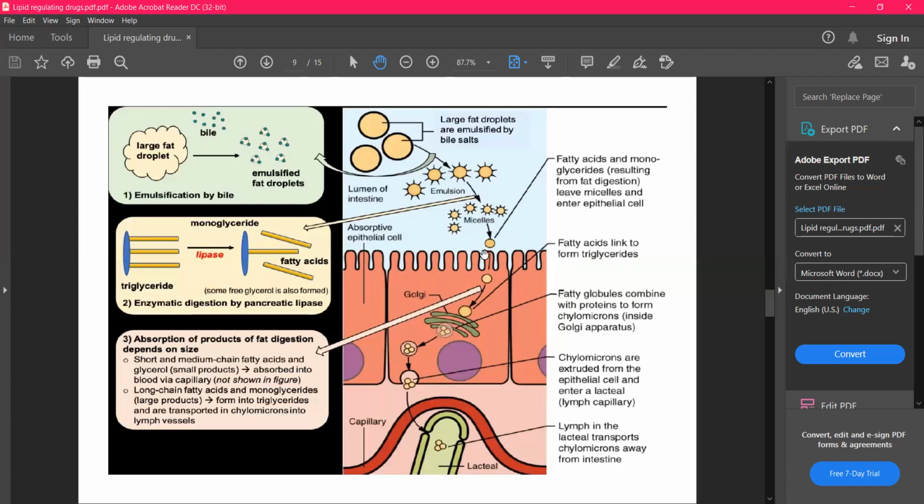Okay, so where do these resins come into play? What they do is they bind to these bile acids. Resins bind to the bile acid, form complexes, and they get easily excreted in the feces.